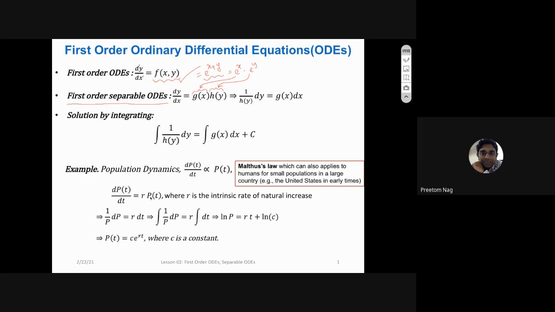So we consider 1 by p dp. So p is a function of t, but we are not interested to write bracket t. So 1 by p dp equals r into dt. So now if you take its integration on both sides, integration of 1 by p dp equals r into integration of dt, right? After completing this integration, 1 by p dp will be ln p equals r into t, integration of dt is t, and plus ln c.